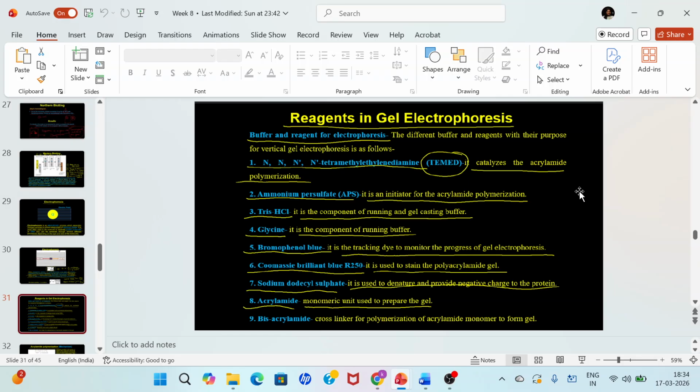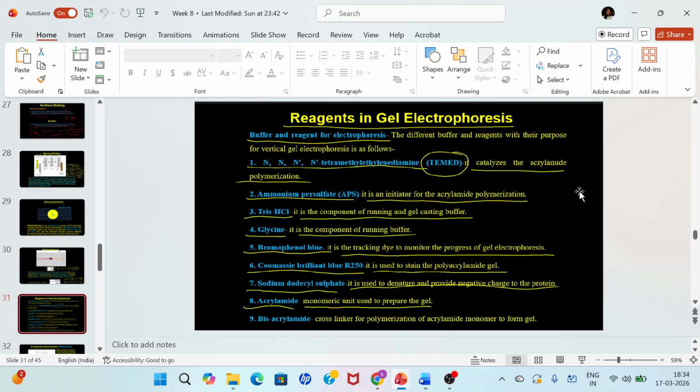So the initiation of the acrylamide polymerization will be done with the help of APS, and the catalysis of this reaction will be done by TEMED. Then the Tris-HCl is the component of running and gel casting buffer, providing the buffering effect to the ions that are present there.